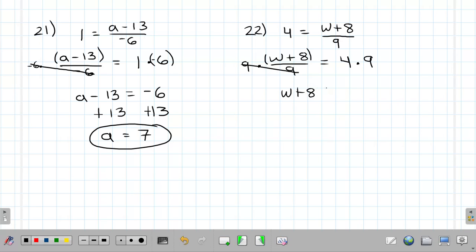So w plus 8 is equal to 4 times 9. We've seen that before. That's 36. And then we need to subtract 8 since it's the opposite of adding 8. So we get w is equal to 36 minus 8, 28. And that's all of the example questions and basically notes, if you want to call them that, for this section.